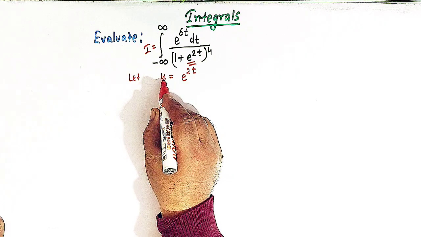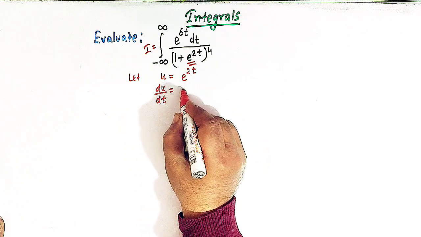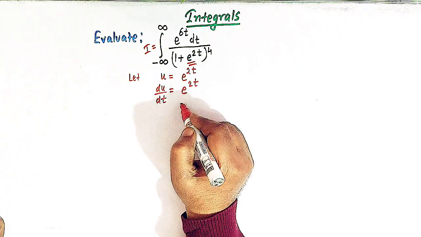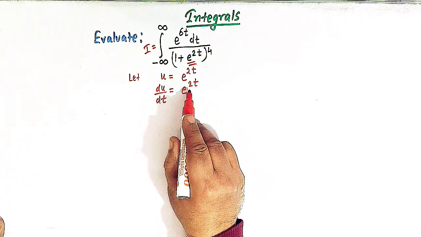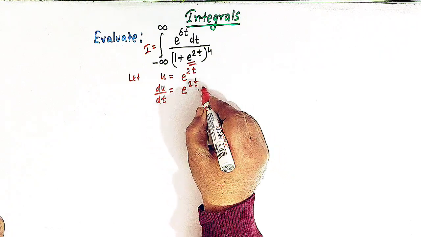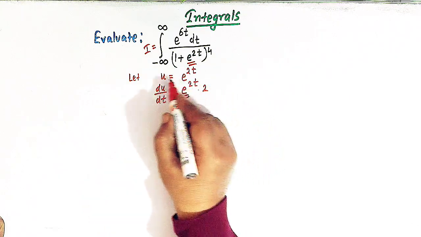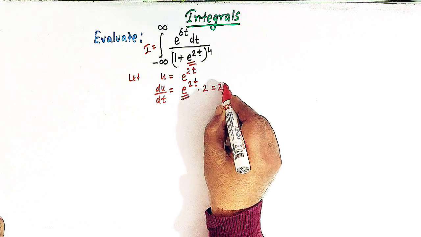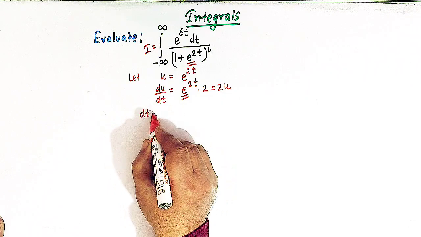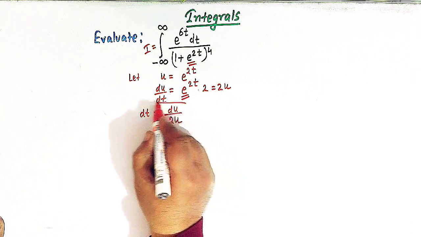Let us differentiate u with respect to t. We have du over dt is equal to e raised to 2t, because the derivative of e raised to 2t with respect to t is e raised to 2t, and by chain rule the derivative of 2t is simply 2. So e raised to 2t is replaced by u, so this is 2u. Now we can write dt is equal to du over 2u.